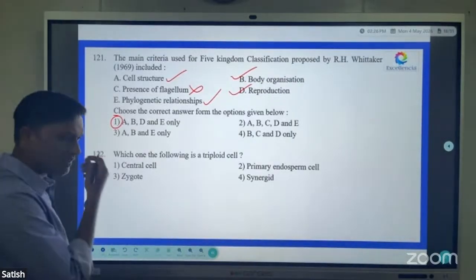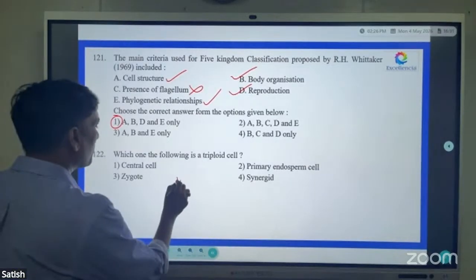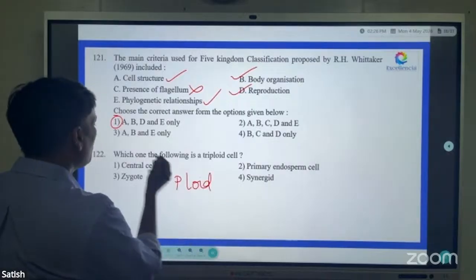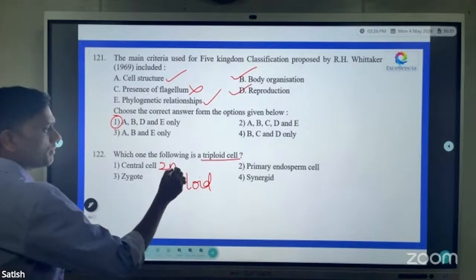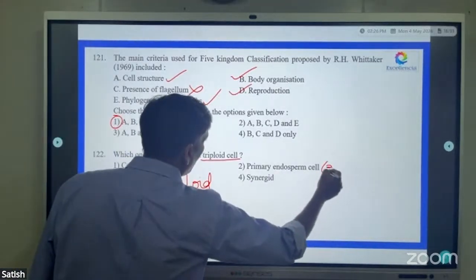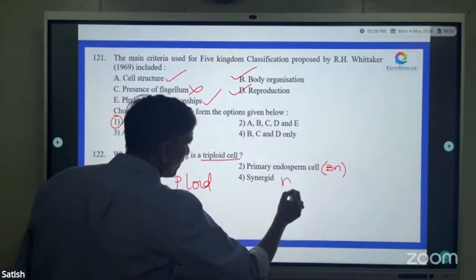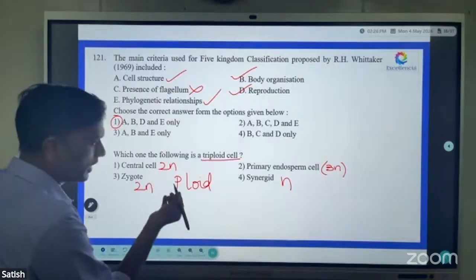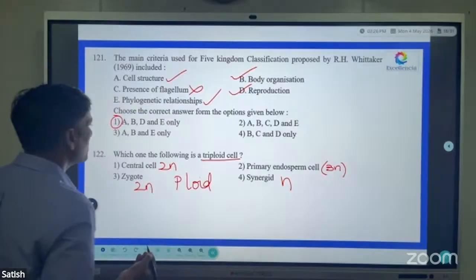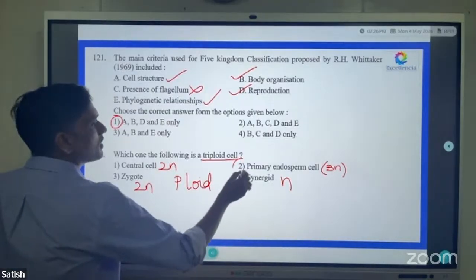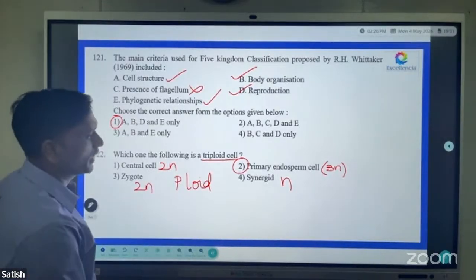Next one. This question is related to sexual reproduction in flowering plants. They are asking about the ploidy. So central cell, which is diploid. Primary endosperm cell, it is diploid. Zygote, diploid. Synergid, haploid. So it is a very simple question. It is related to the mature embryo sac, the female gametophyte of the angiosperms. So the answer for this question is primary endosperm cell, which is formed after the fusion of the vegetative cell with one of the male gametes.